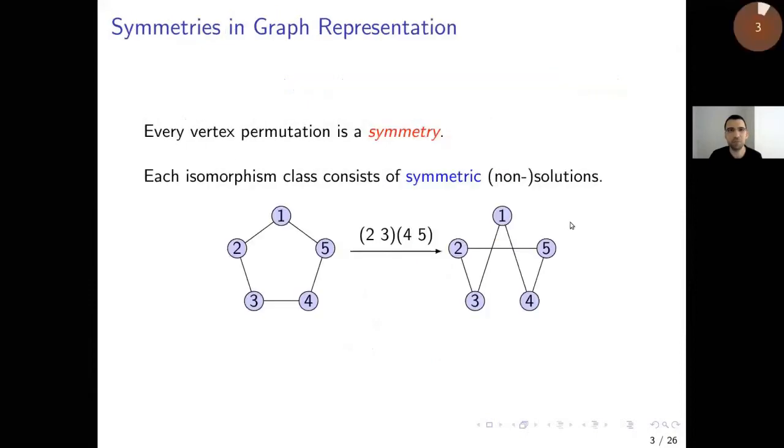For graph search problems, every vertex permutation is a symmetry. Isomorphic graphs, which by definition have the same structure and only differ in the names of the vertices, are symmetric representations. Here we have two graphs which are isomorphic. The left graph is the graph that I showed you in the previous slide, and the right graph can be obtained from the left graph via the permutation which swaps vertex 2 and vertex 3 and vertex 4 with vertex 5.